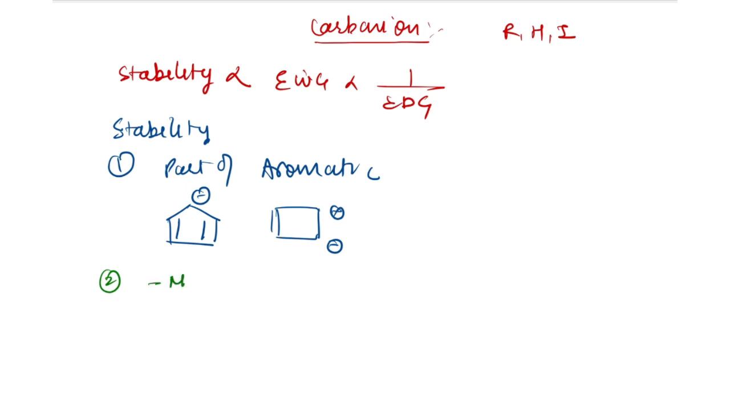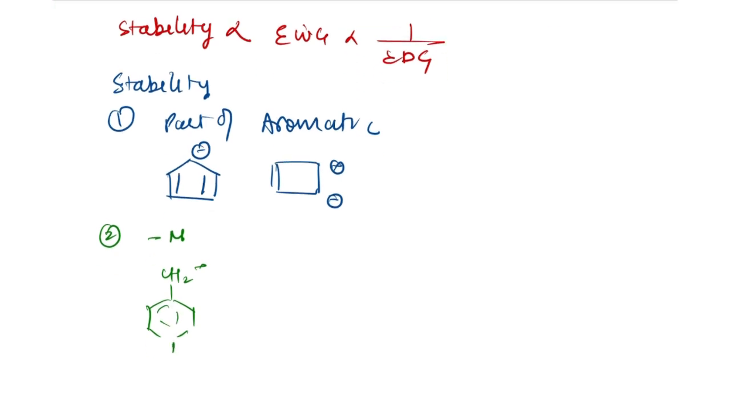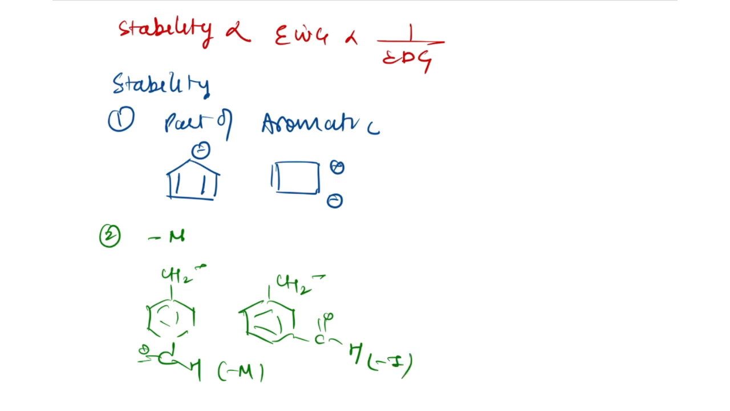Now, the second case we're gonna compare is minus M. Minus M, we have CH2 negative, then we have aldehyde. So it is minus M and it is minus I showing. So minus M are more electron withdrawing. So the stability is more here in that case.